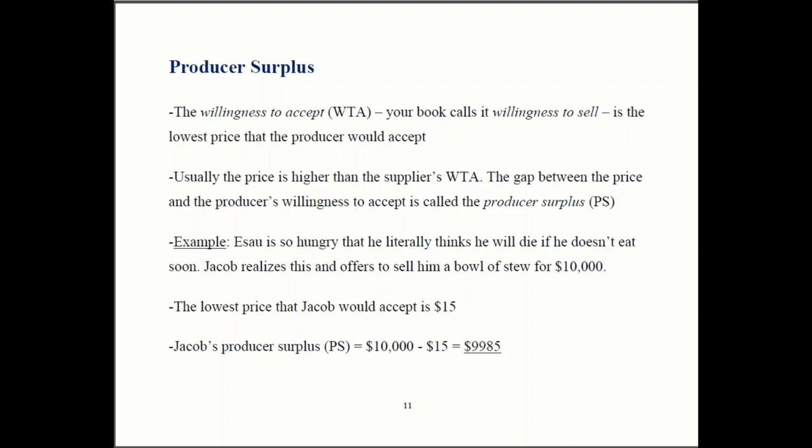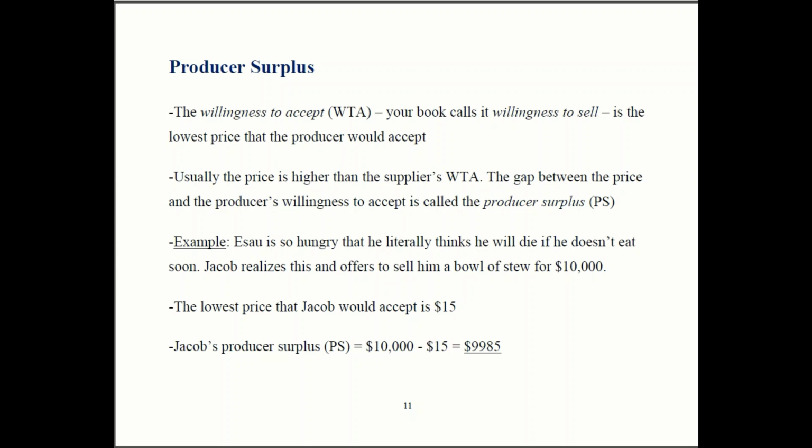So when there's a gap between the price that the seller would accept and the price they actually get, we call that gap the producer surplus. It's a measure of how much better off the producer is as a result of the trade. Now, to be clear, producer surplus is not quite the same thing as profit. I think we'll talk more about that later on in one of the future chapters. It is, however, closely related to profit.